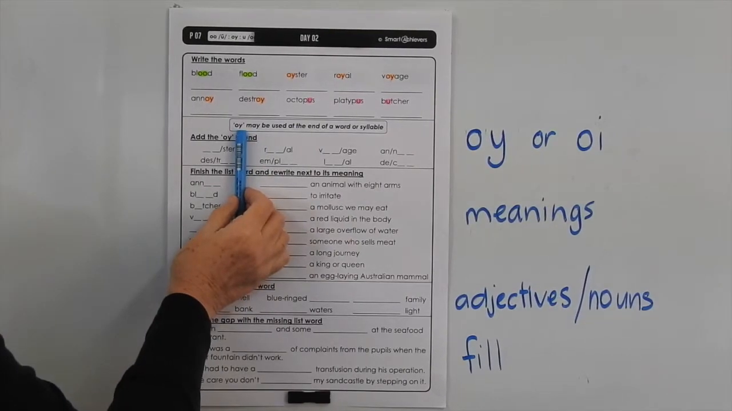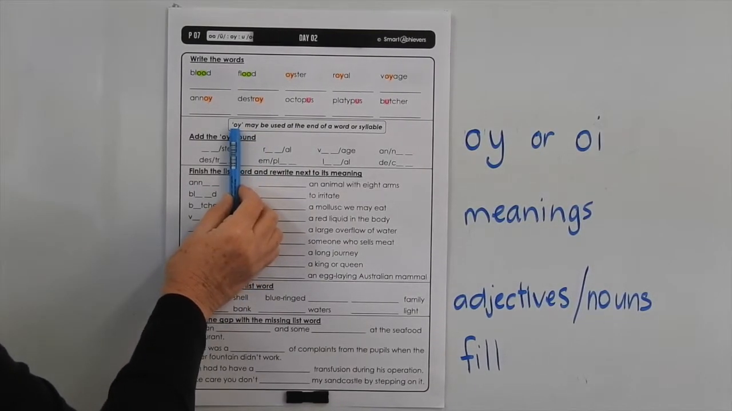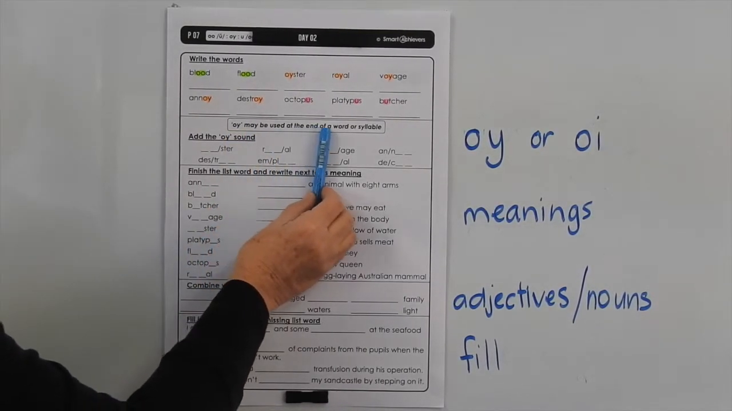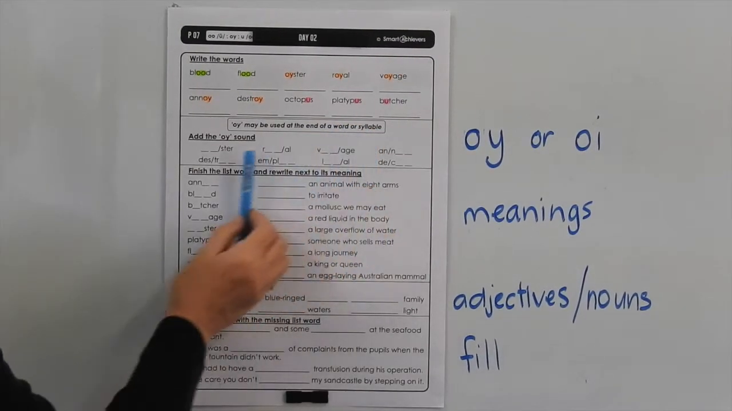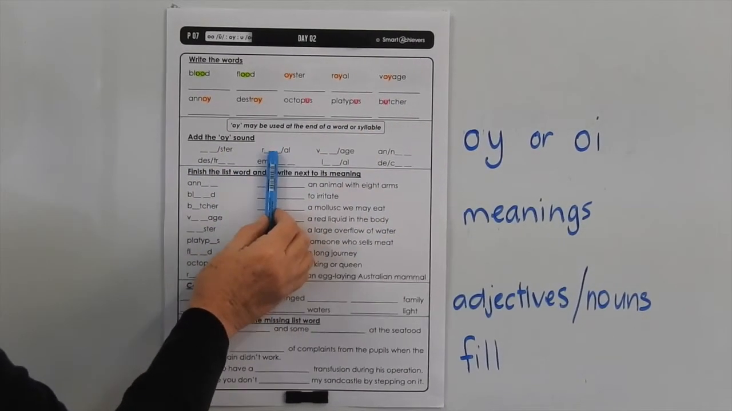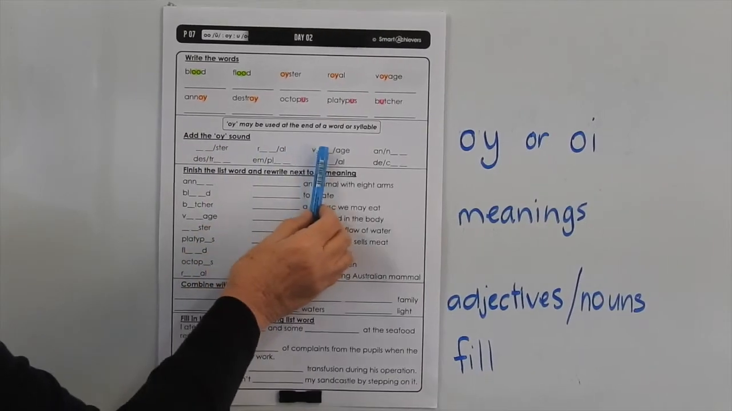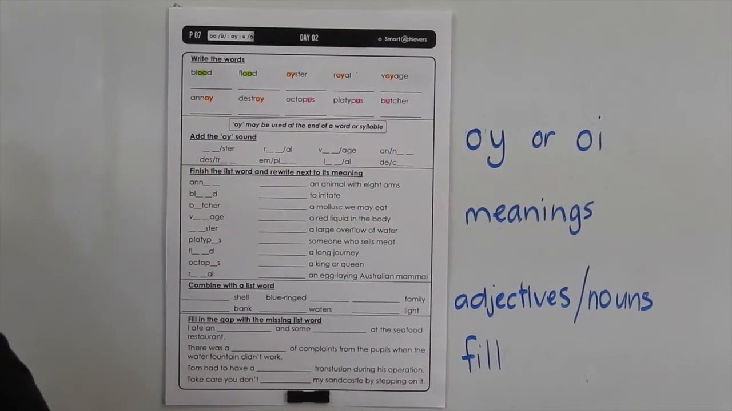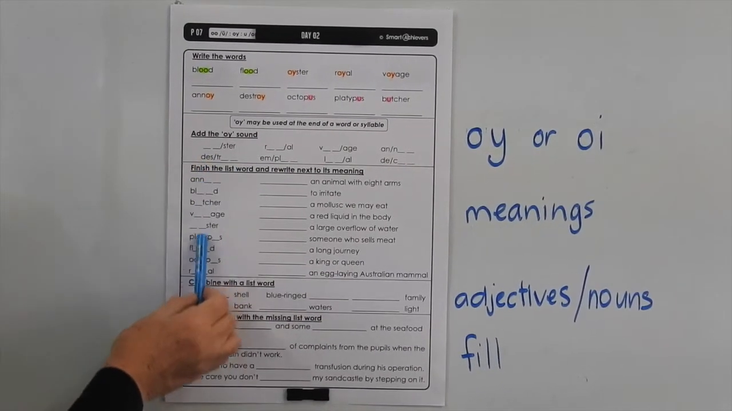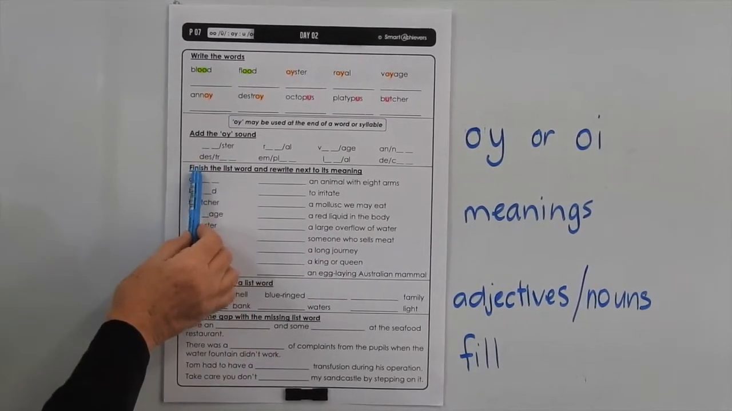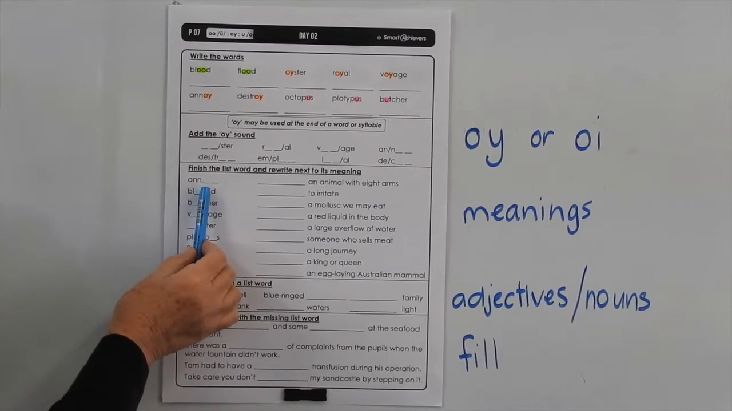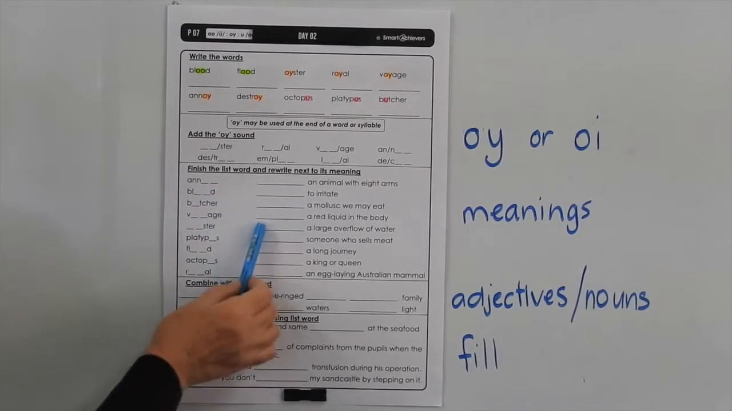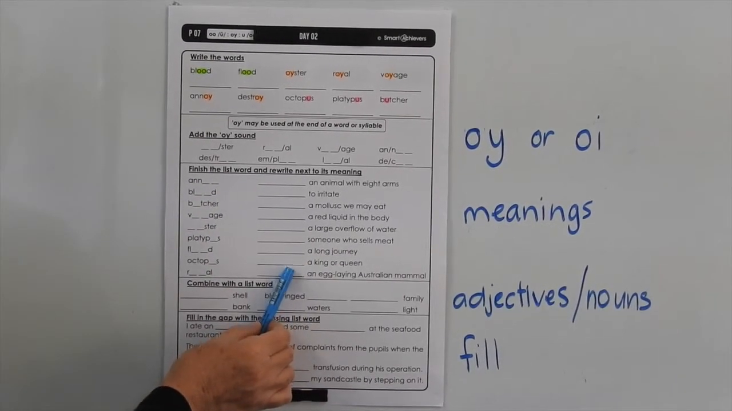Down here we're reminding you that OY may be used at the end of a word or syllable. So that's why we've given you these words here where you've got it at the end of a syllable, and we've also included some where it's at the end of a word. You can fill in the missing oi sound in these words here, then write the words to match their meaning.